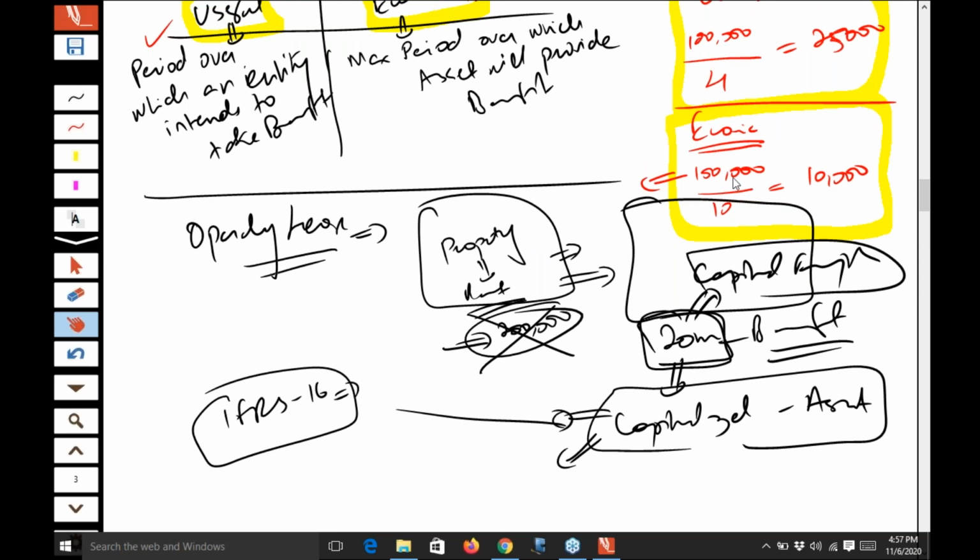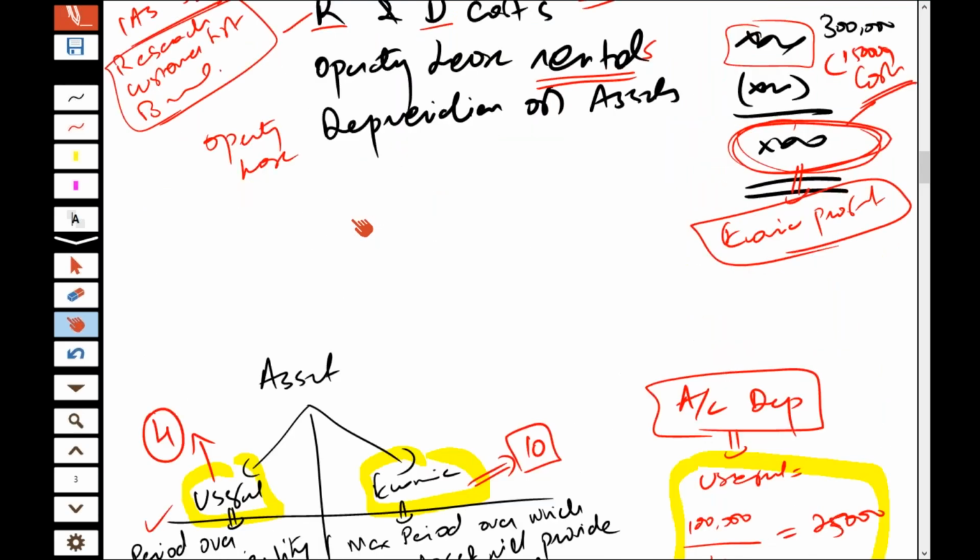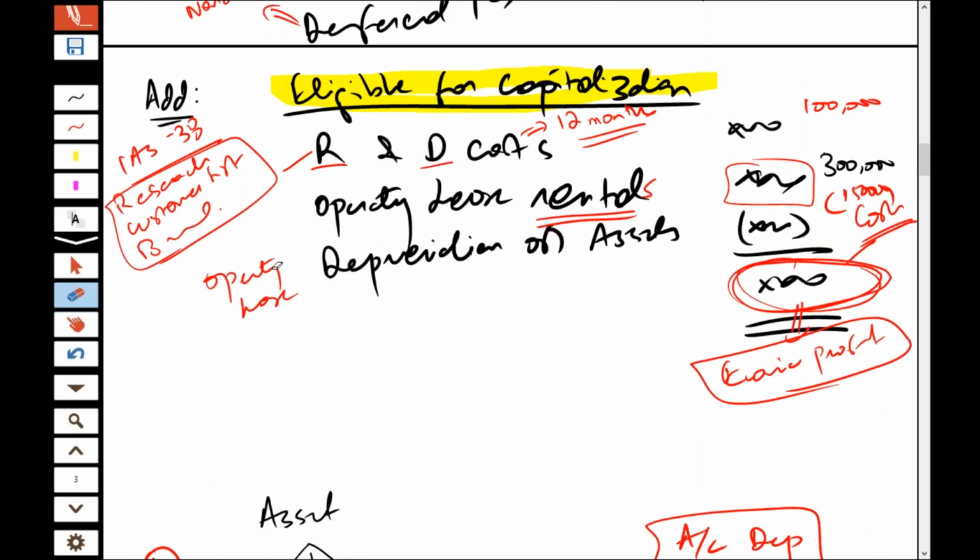Okay, Timothy, you are asking what the difference is between the accounting depreciation and the depreciation on the asset. Okay, let me say this. Economic depreciation on assets under operating lease.